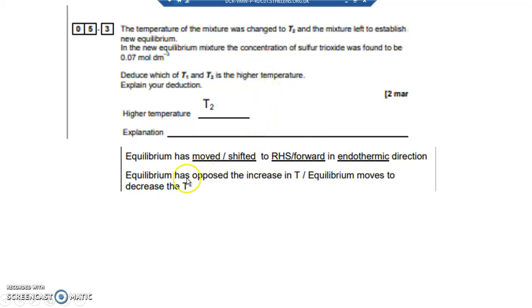Le Chatelier's principle, the equilibrium will oppose that change and try and lower the temperature. It can lower the temperature by moving in the forward direction. So you've increased the temperature, and by Le Chatelier's principle it tries to lower the temperature of the surroundings by moving to the right hand side, which is an endothermic reaction which will reduce the temperature of the surroundings.